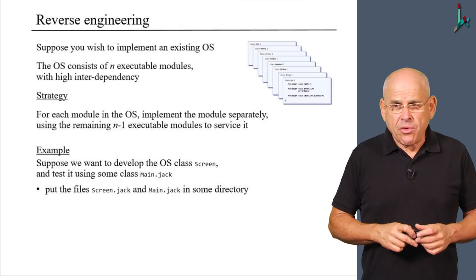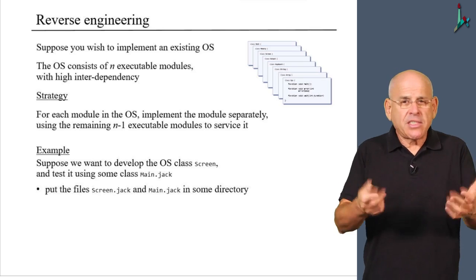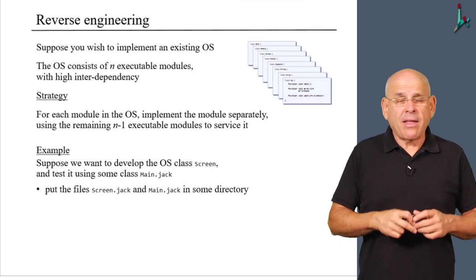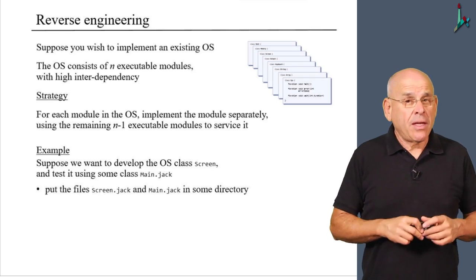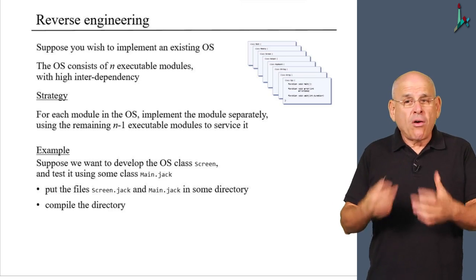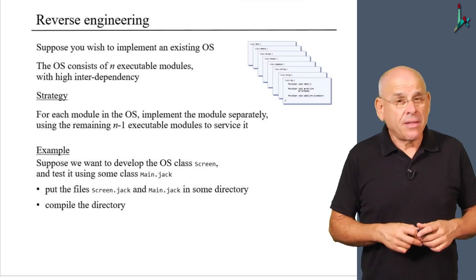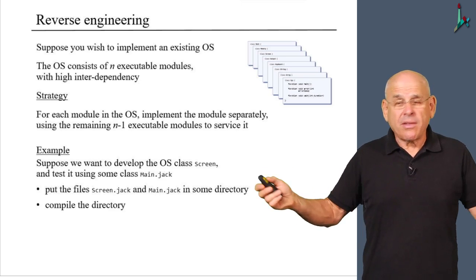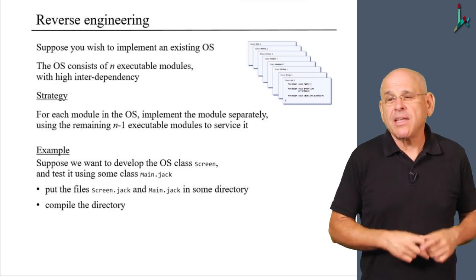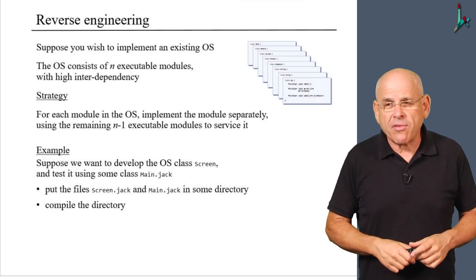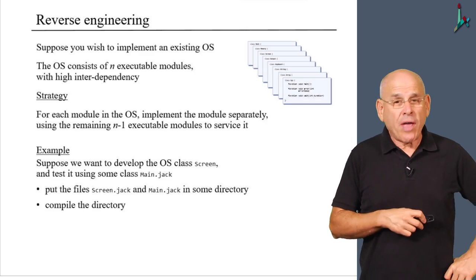What we suggest that you do is that you take the screen.jack file that you want to develop and the supplied main.jack and put them in some directory on your PC. Then you can go on and compile the directory using the Jack compiler. Now, what you'll get is a set of VM classes, or 2 VM classes, screen.vm and main.vm, that you can now go on to execute.